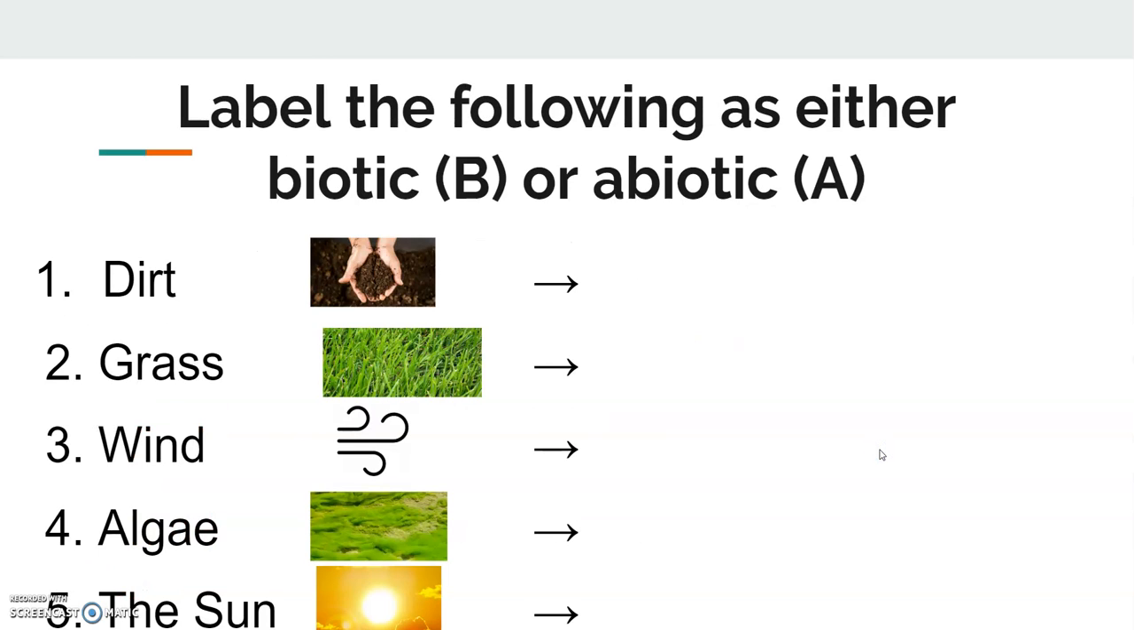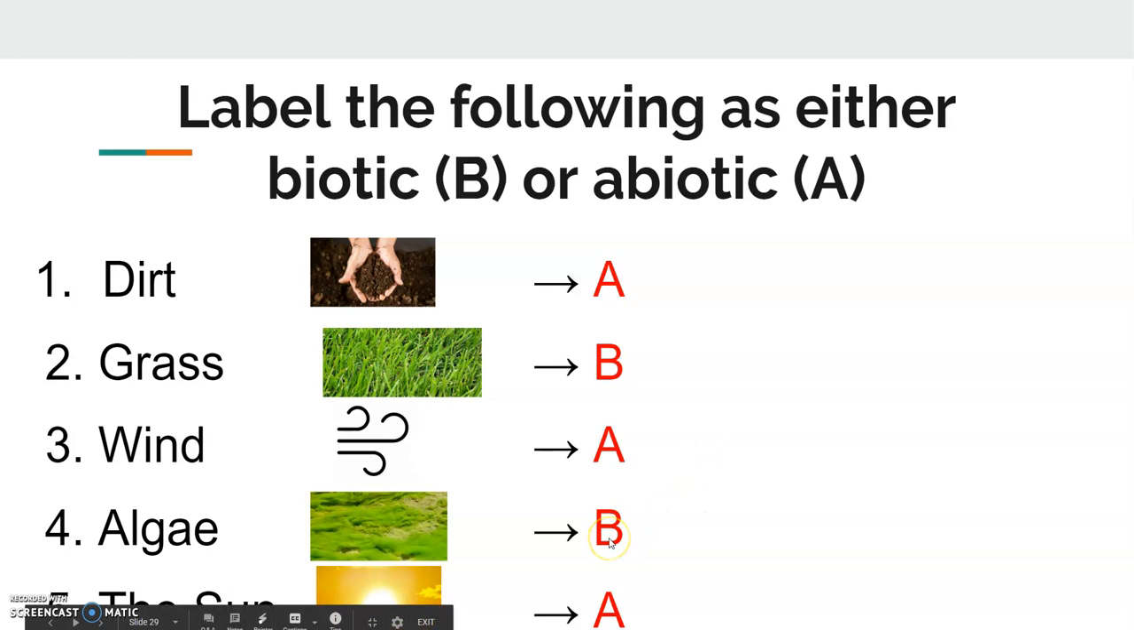So the following things should be either biotic or abiotic. Dirt? What do you think? It's going to be abiotic. Grass is biotic because it's alive. You can chew on grass and eat it, but you probably don't do that. Wind is not alive, it is just a thing that moves. It is the air currents circulating. Algae, though, algae is alive. And the sun? Well, the sun's not alive, but it is very, very energetic.